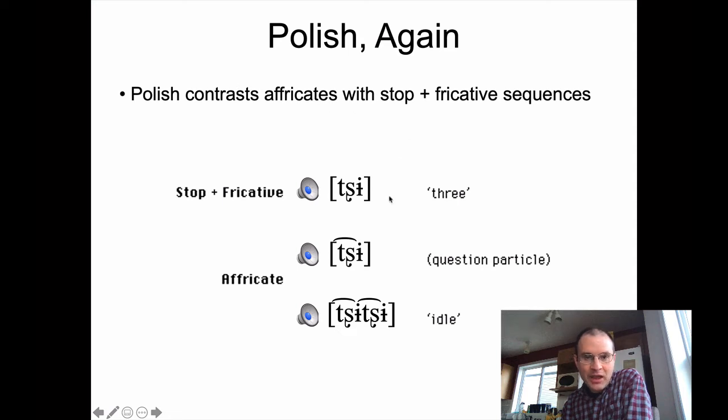Like I said, Polish contrasts stop-fricative sequences with affricates at the exact same place of articulation. So here's the word for 3 in Polish. And in Polish, if you want to ask a question, you just put a little word in the sentence to denote that the whole thing's a question without doing anything else with the syntax. That's a question particle. Here's what it sounds like.